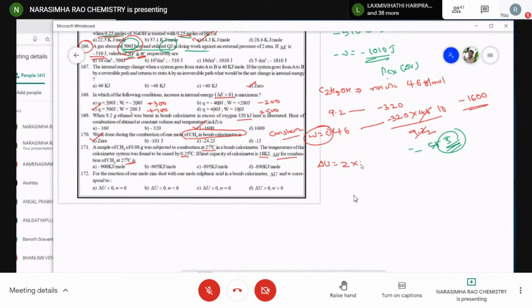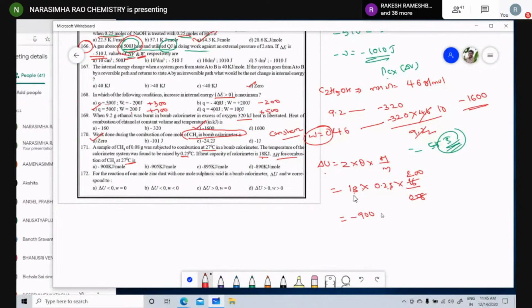Delta U is equal to Z into theta into molecular mass by mass. So Z is 18 kilojoules into theta 0.25 into molecular mass, which is 16 for methane, divided by the sample mass 0.08. How many times? 200 times. So 25 in this one, 250. Now 50 into 1800 by 2 means 900. So the enthalpy of combustion is minus 900 kilojoules.